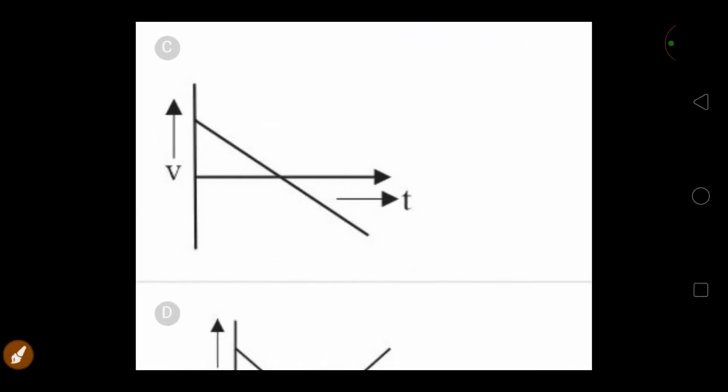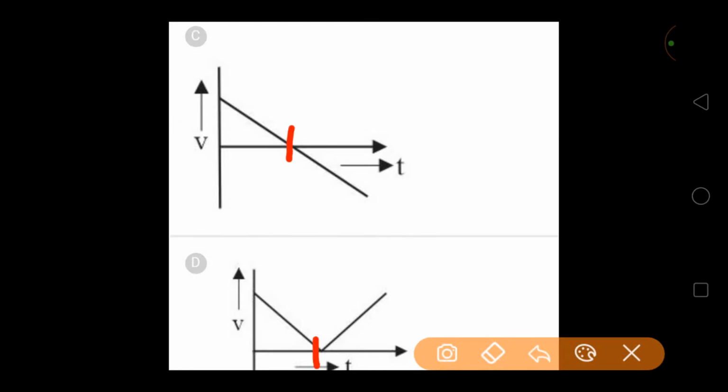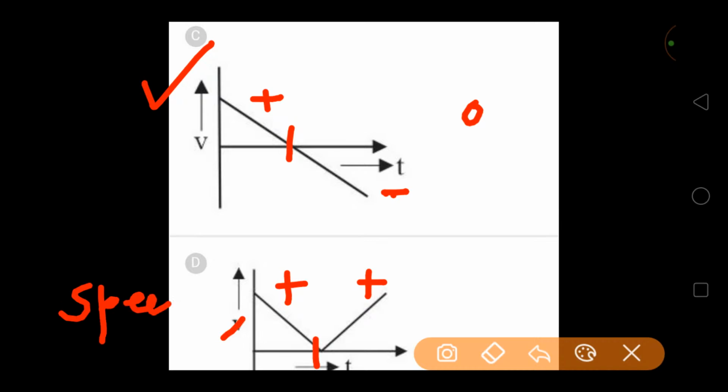In options C and D, velocity is 0 here and here. After becoming 0, velocity changes its sign. So it is initially positive, then negative. But in D, it is positive and stays positive. So C is the exact correct answer. If the question were for speed and time, D would be right. But the question is for velocity and time, so option C is correct. So the first question: C.